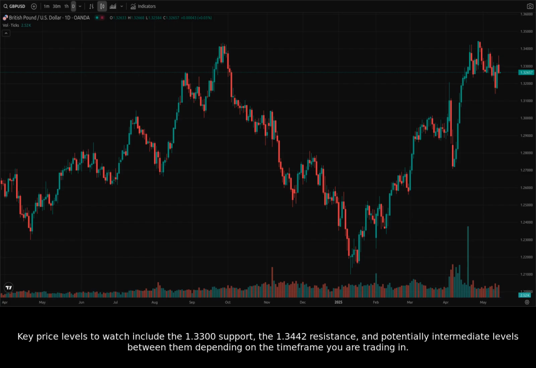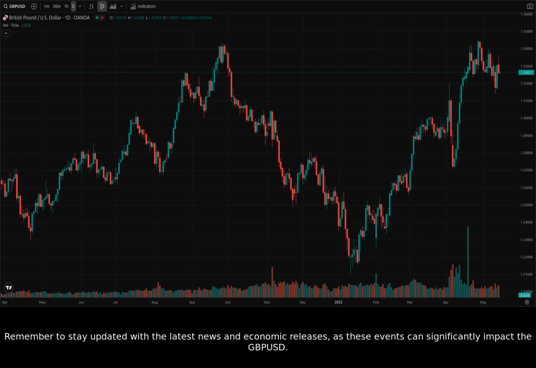Key price levels to watch include the 1.3300 support, the 1.3442 resistance, and potentially intermediate levels between them depending on the timeframe you are trading in. Remember to stay updated with the latest news and economic releases, as these events can significantly impact the GBPUSD.